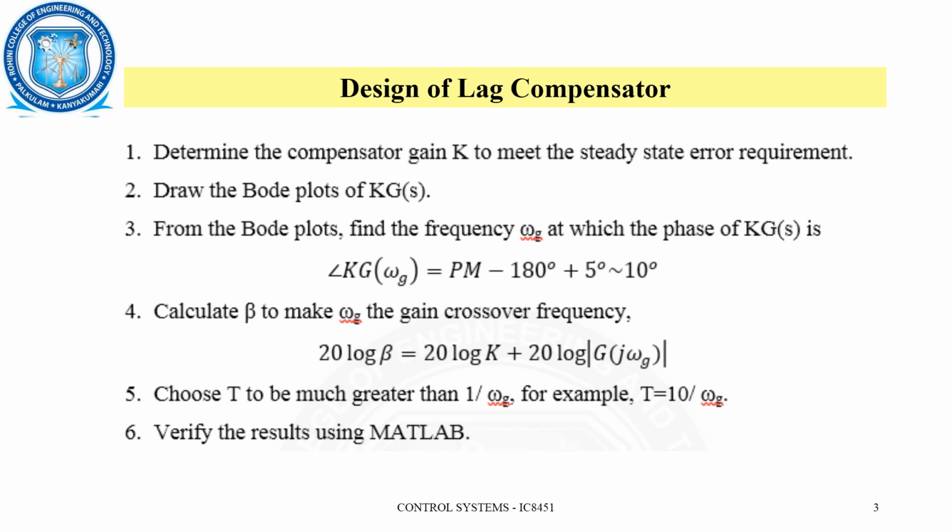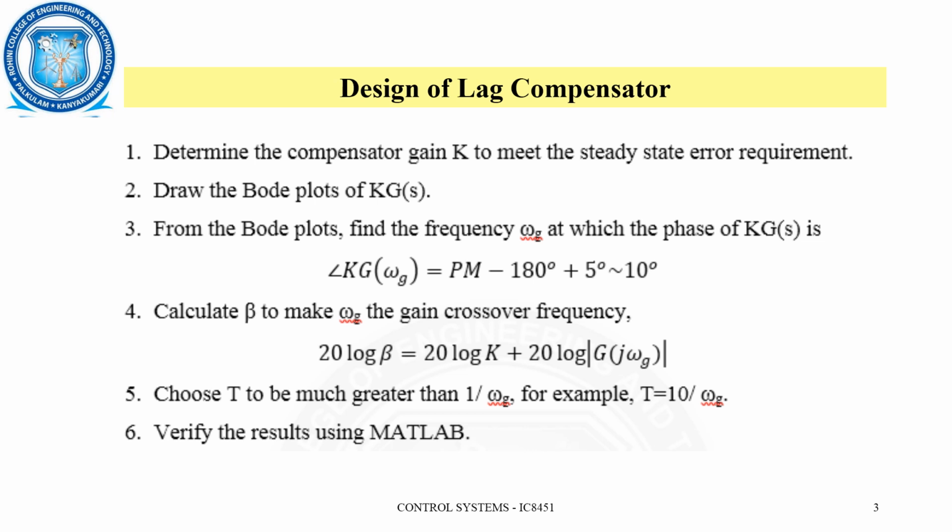Then we have to draw the Bode plot for the given system. From the Bode plot, we can calculate the phase value. So we know the phase margin value, and then we can calculate the value for the angle. And next, we have to find out the value of beta and capital T.